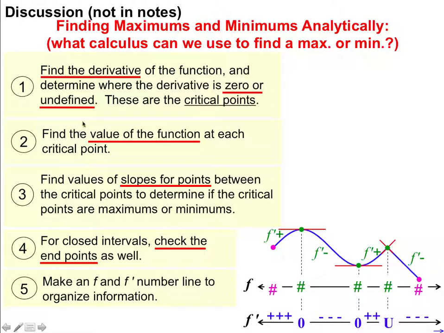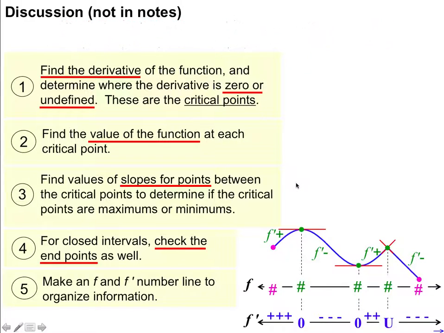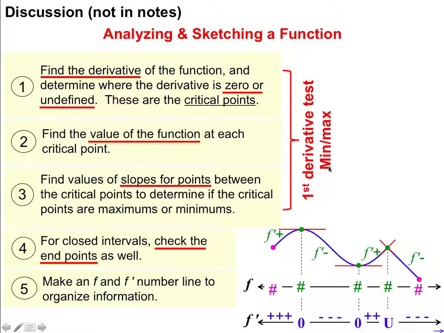And so you remember this 5-step process. And step 1, 2, and 3 are really, if we kind of gloss over step 2 for the moment, step 1 and step 3 particularly. We're going to use this now for analyzing. We're going to kind of change the title to analyzing and sketching a function. This was the first derivative test. This one of finding the derivative, setting it equal to 0, or finding where it's undefined. Those were our critical points. Those were our mins, maxes, our cusps, corners.